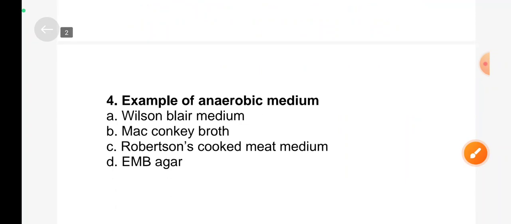Next question. Example of anaerobic medium: option A, Wilson Blair medium; option B, MacConkey broth; option C, Robertson cooked meat medium; option D, EMB agar. Correct answer is option C.